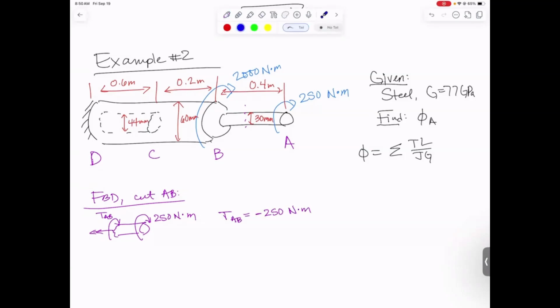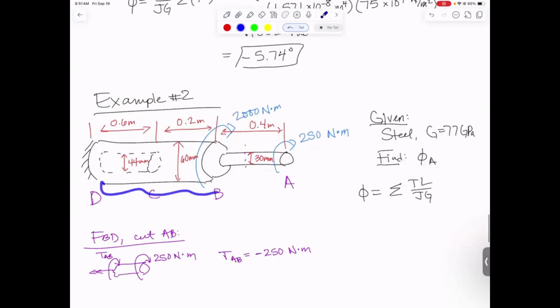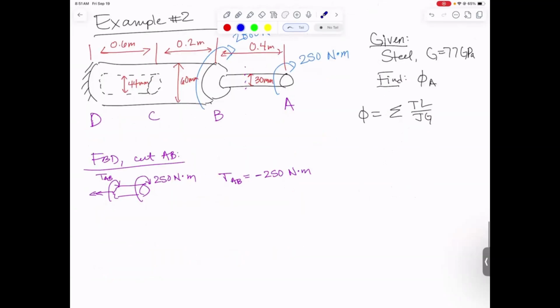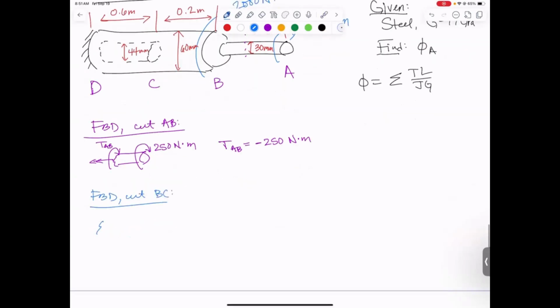The reason I only need to do one other free body diagram is you only need a new free body diagram when you've had a change in torque. So you will definitely need one either in between B and C or in between C and D, but it doesn't matter where in here I cut it, the torque doesn't change. J changes, but the torque doesn't. So why don't we just cut between B and C and do a free body diagram cut between BC.